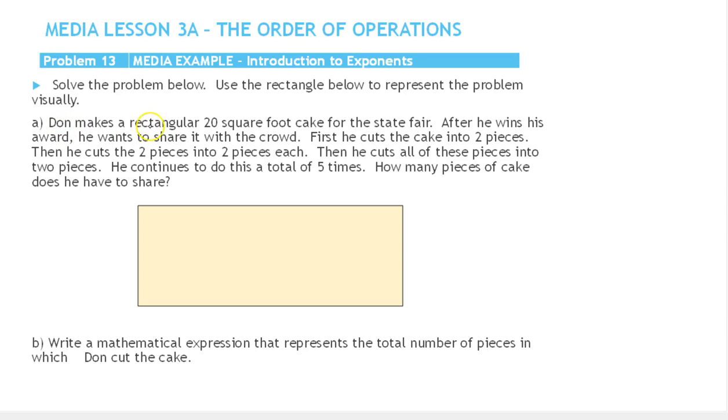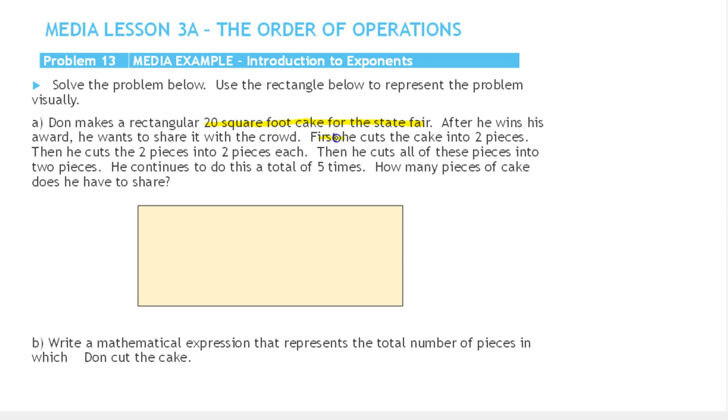So Don makes a rectangular 20 square foot cake for the state fair. So this is going to represent the 20 square foot cake. After he wins his award, he wants to share it with the crowd. So that's very nice of him, and I'll keep that in mind, but there's nothing really to highlight.